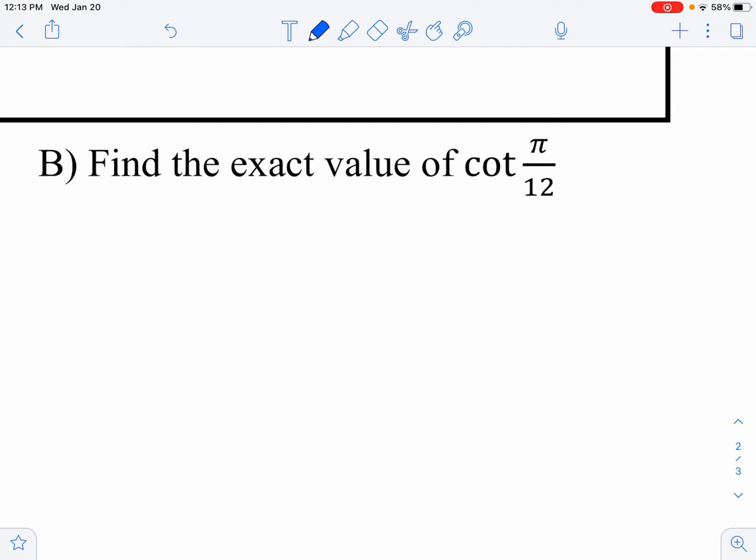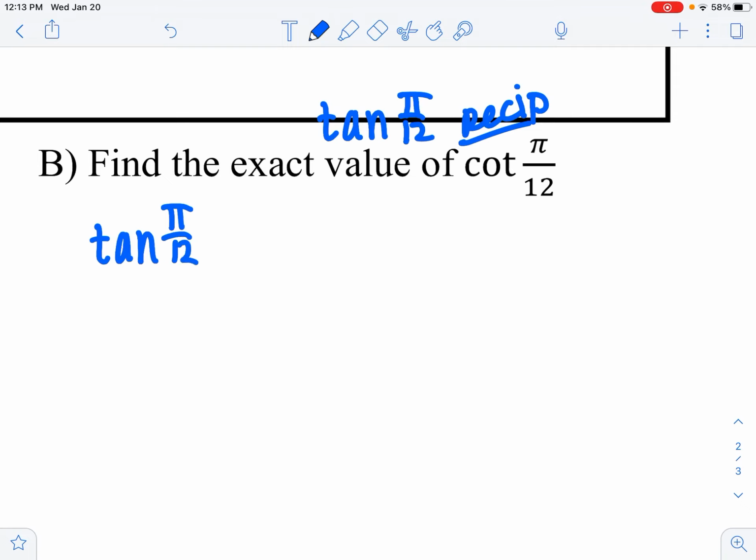Okay. Last one, find the exact value of cotangent of pi over 6. I don't know cotangent of pi over 6. I also don't want to do it with cotangent, I'm going to pretend it says tangent because I don't have a formula for cotangent either. I forgot that mess, right? So I'm going to pretend it says tangent of pi over 12, and then I'm going to do the reciprocal.